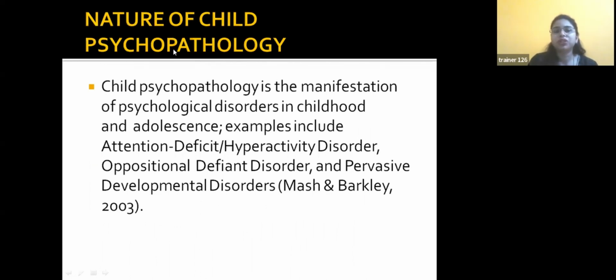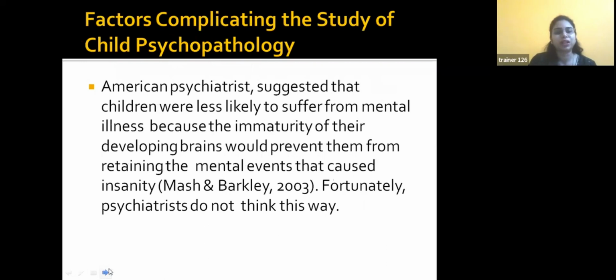So the nature of child psychopathology is the manifestation of psychological disorders in childhood and adolescence. This is the definition. Examples of child psychopathology may include ADHD, ODD, which is called oppositional defiant disorder, and pervasive developmental disorders. There are various other kinds of disorders as well, but these are some of the most prevalent ones, which we will be studying in depth in further classes.